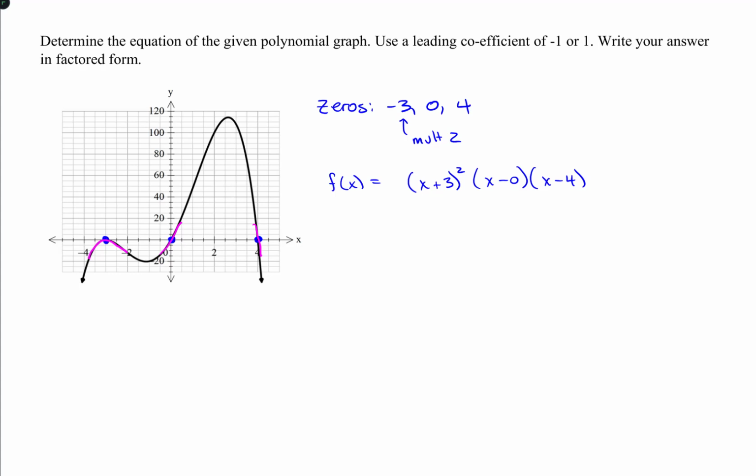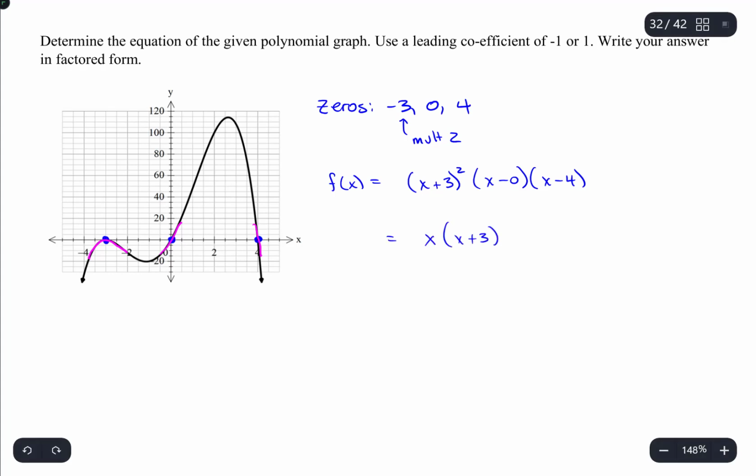All right, now I can simplify this, however, because x minus 0 isn't really, there's no real point to write it that way. So I can rewrite this as x times x plus 3 quantity squared times x minus 4.